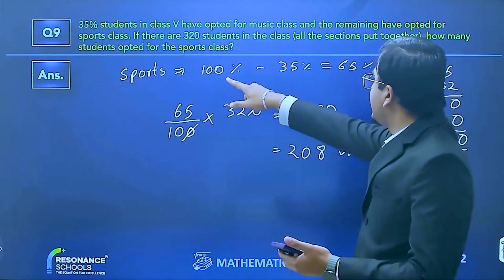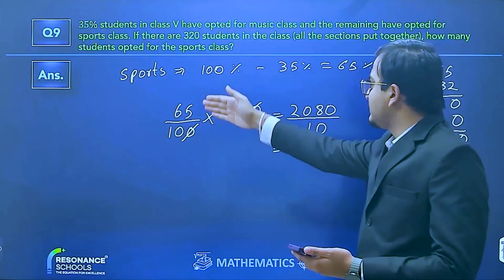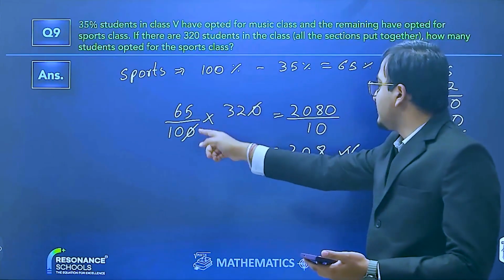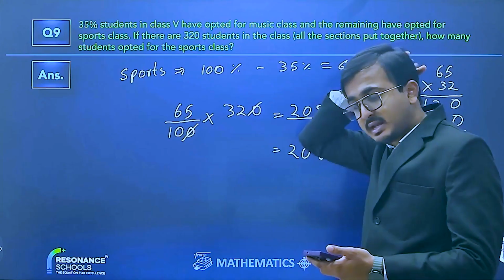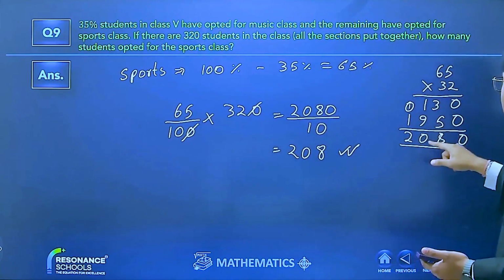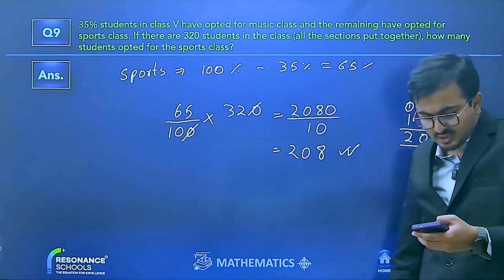Simple, na? 100 minus 35 is 65 percentage. 65 is nothing but 65 by 100 of 320. So first I cancel 10 because there was no other 0 for it. Correct? So what I did next, 65 into 32, I got 2080. Divided by 10 I did. So how much did I get? 208.